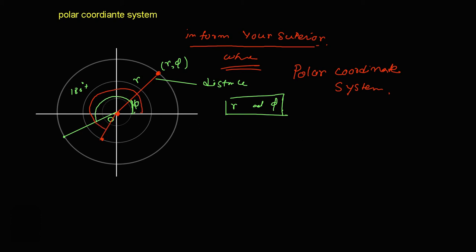So this angle can vary from here anti-clockwise, and it comes to here. So phi varies from 0 to 2 pi. Is that it? Phi varies from 0 to 2 pi. But what about r? r is distance. The smallest distance you can achieve is 0. So r cannot be less than 0. So r is greater than or equal to 0, theoretically to any extent.